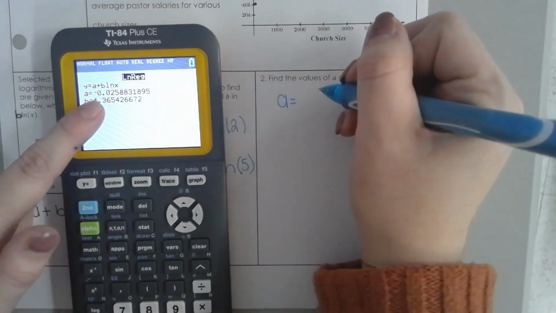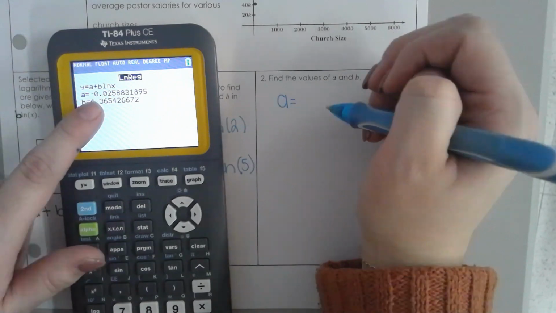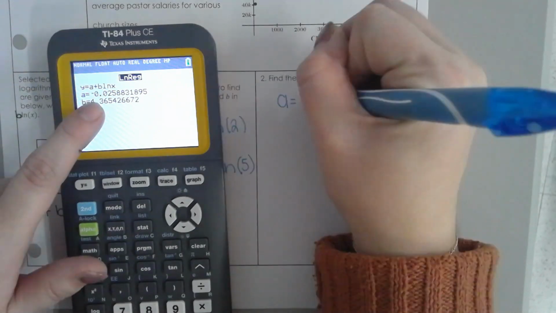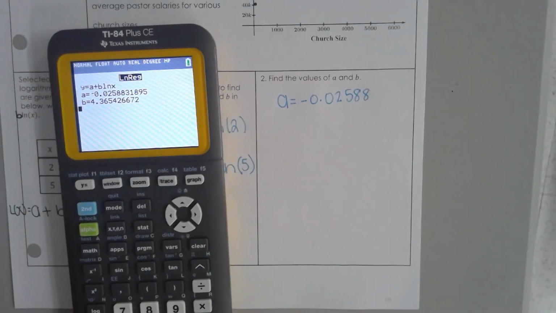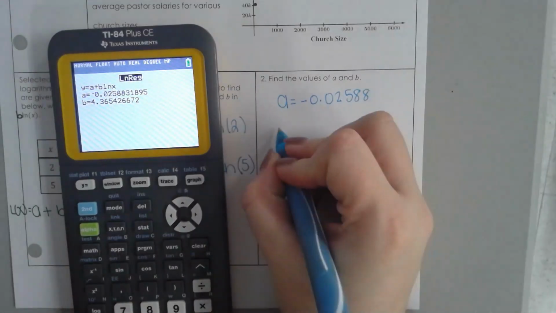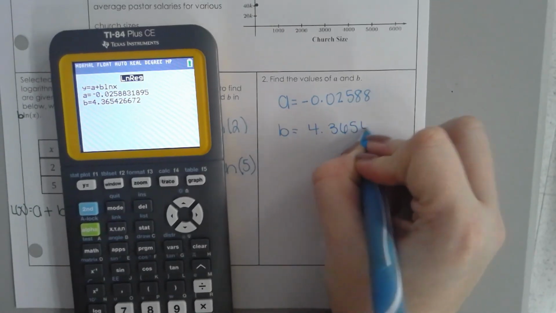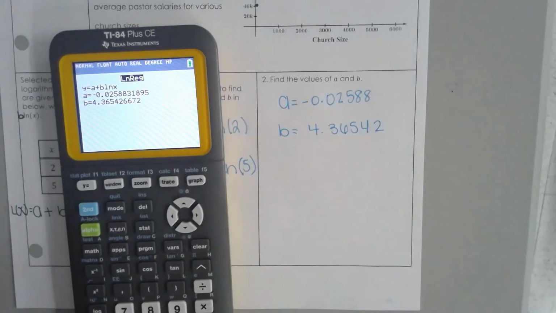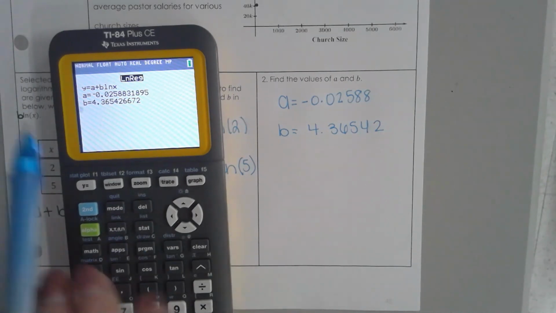And I want you to go to several. You don't have to worry about rounding. So like I went 5. B is 4.36542. If you go to 5, you can just stop. You don't have to worry about the rounding rules. Did everybody get this?